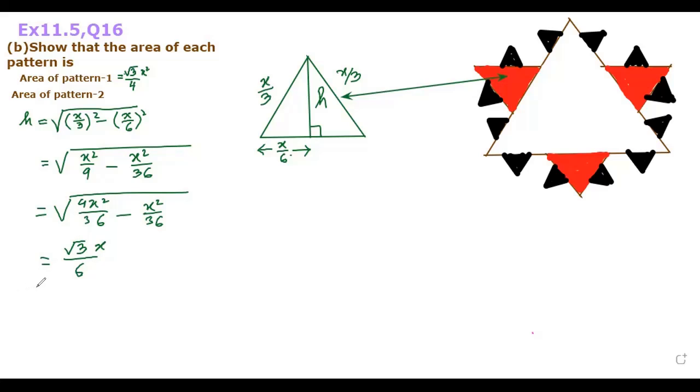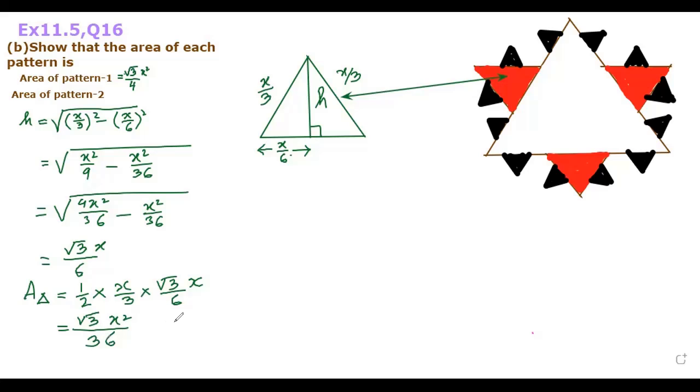Okay, so now area of one red triangle will be half base. What is the base? x upon 3 into height. Height is root 3 x upon 6. So this is coming as root 3 x square upon, 6 threes are 18, to 36.